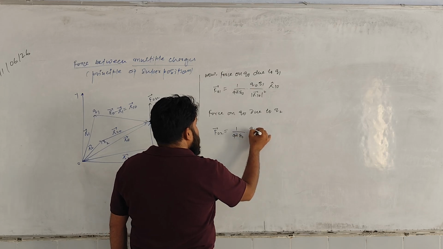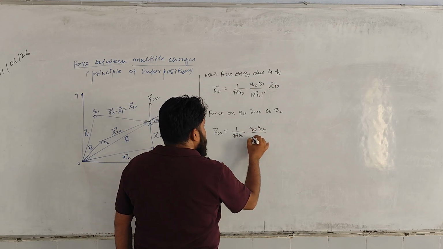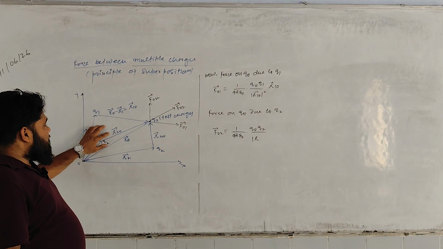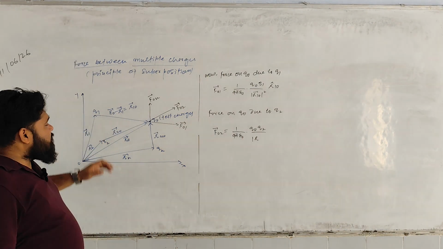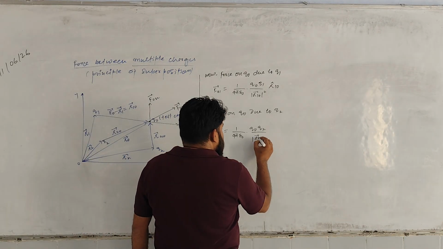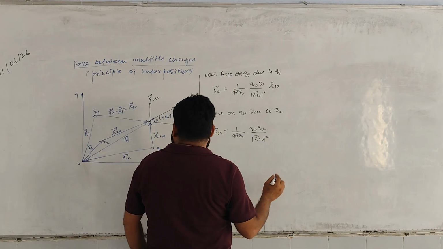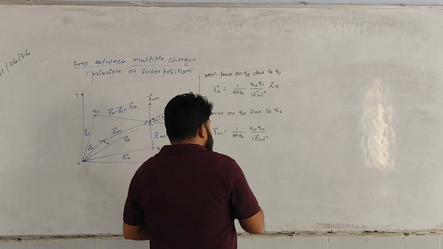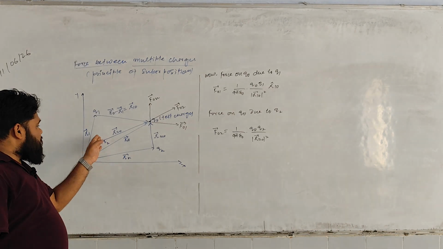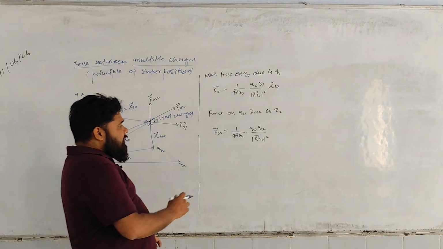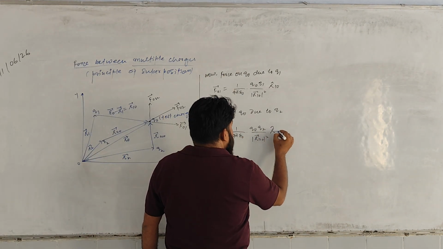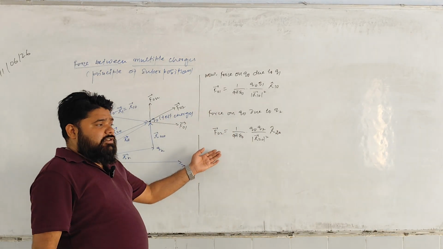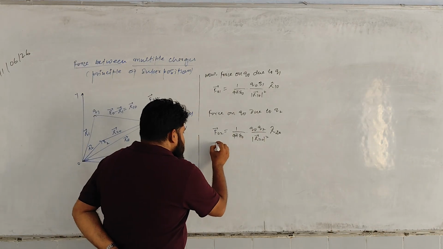the magnitude of, and what will be the separation between Q2 and Q naught? That is vector R2 naught, and its magnitude becomes the magnitude of R2 naught square, and what will be the direction of the force? The force is directed from Q2 to Q naught, so in the direction of the unit vector R2 naught. Similarly, we can find out the force due to Q3, Q4, Q5 up to Qn.